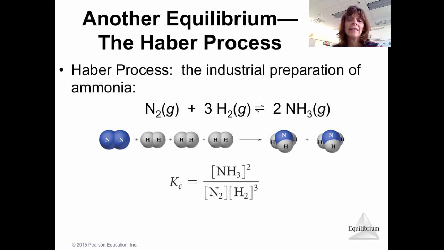So we would write its equilibrium constant as the concentration of ammonia in molarity squared, divided by nitrogen concentration times hydrogen concentration cubed, using the coefficients for the reaction. And I've labeled that Kc here. You'll sometimes see that c being concentration.